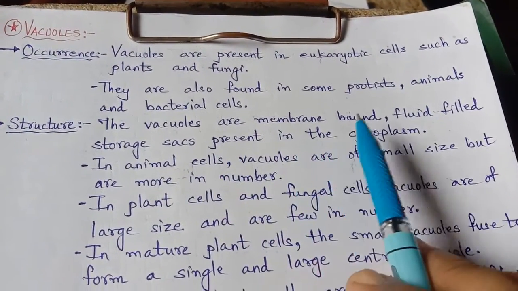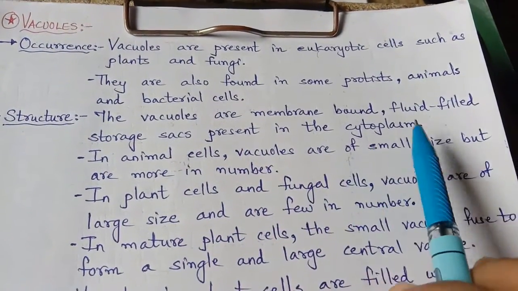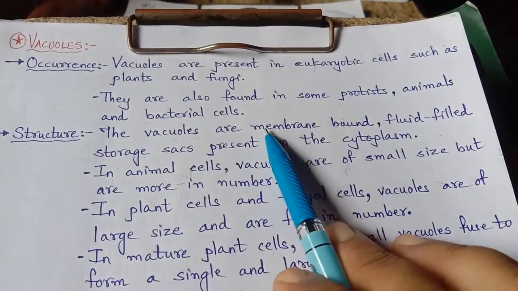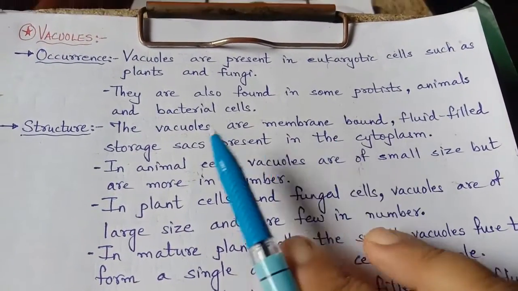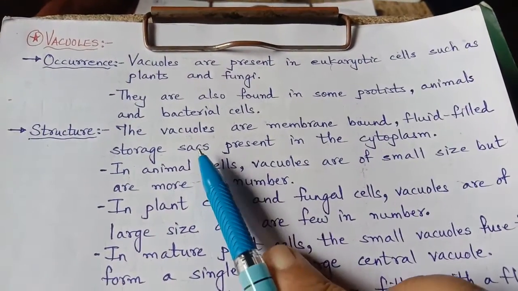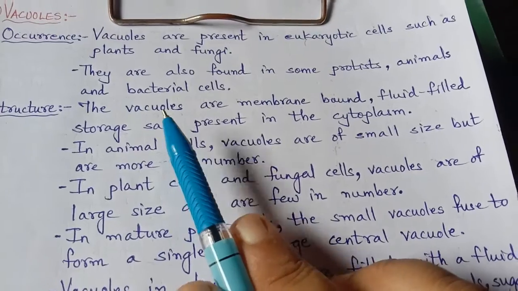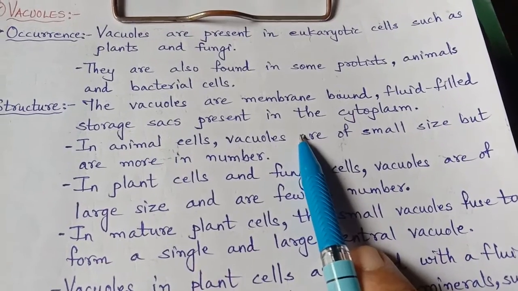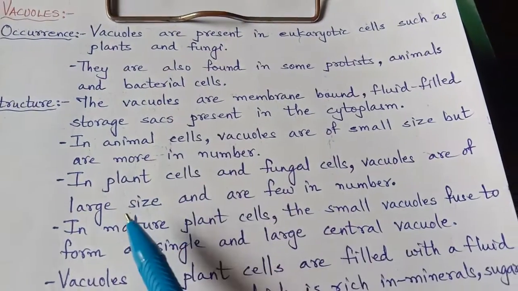The vacuoles are membrane-bound, fluid-filled storage sacs present in the cytoplasm. In the cytoplasm, vacuoles are present. It has its own boundary, membrane, outer covering, and it is a storage house of fluid-filled inner sacs. That means small bag-like structures in which a storing material fluid is filled, which has its own boundary, and that bag-like structure filled with fluid is a vacuole.